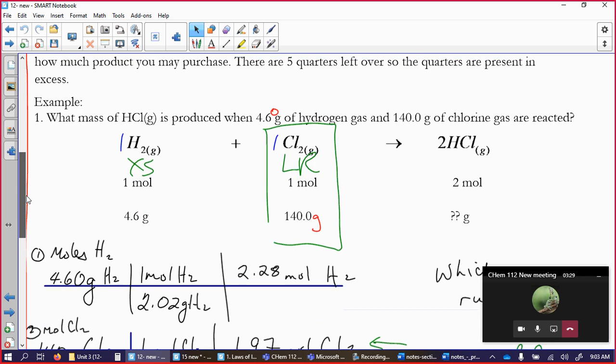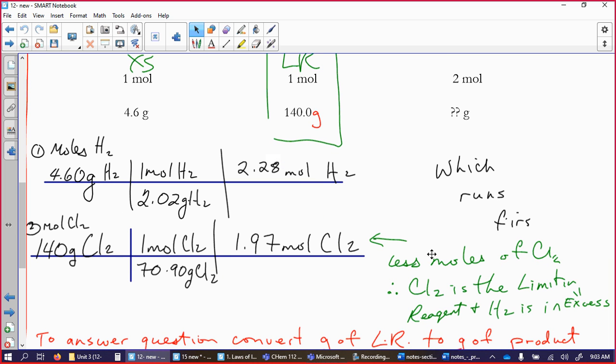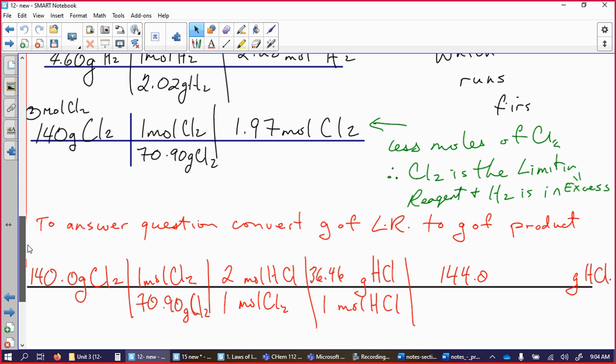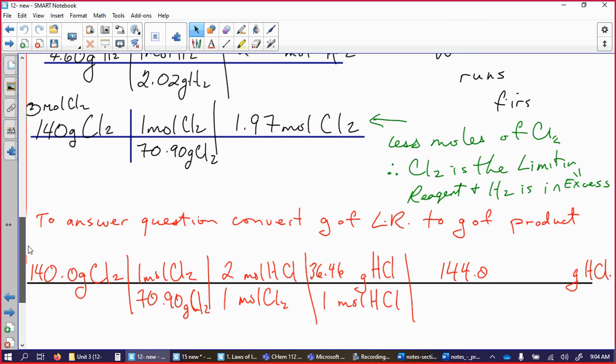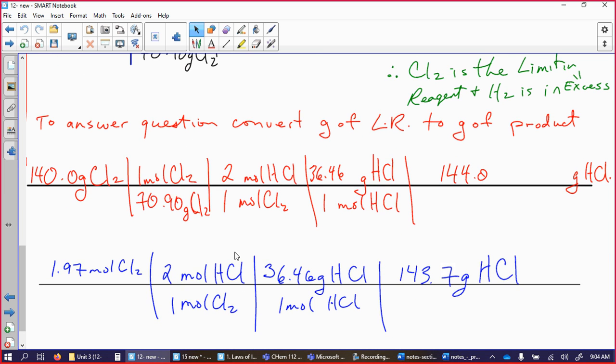In terms of chemistry, we want to figure out which number of moles runs out first. There's a couple, like I did moles of each one. In reality, you can do one and do a conversion. But we do that. We figure out which one runs out first. In this case, it was chlorine runs out first. So we do our subsequent calculation with chlorine and get 144 grams of HCl.